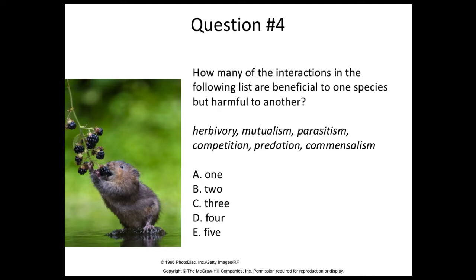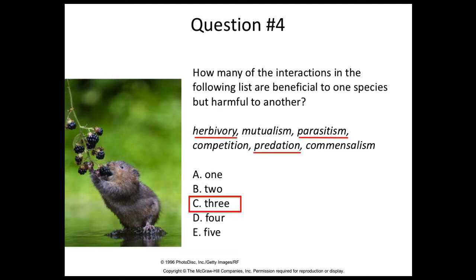Here's our next challenge question. How many of the interactions in the following list are beneficial to one species but harmful to another? So we've got herbivory, mutualism, parasitism, competition, predation, and commensalism. And your choices are 1, 2, 3, 4, or 5. Pause the lecture if you don't want to hear the answer yet.